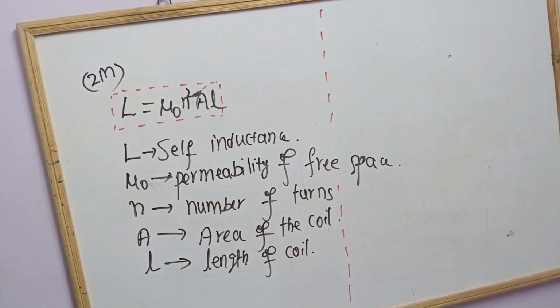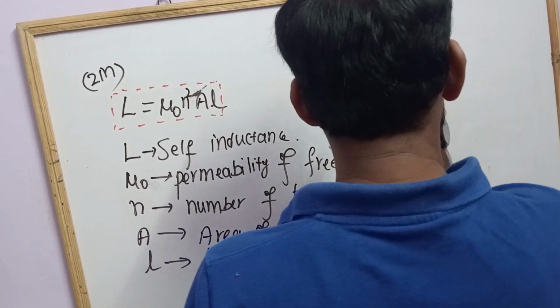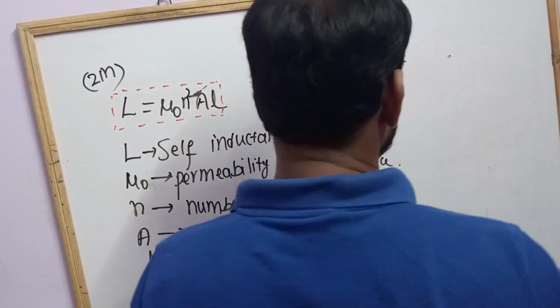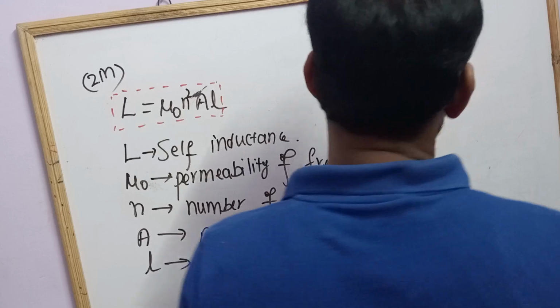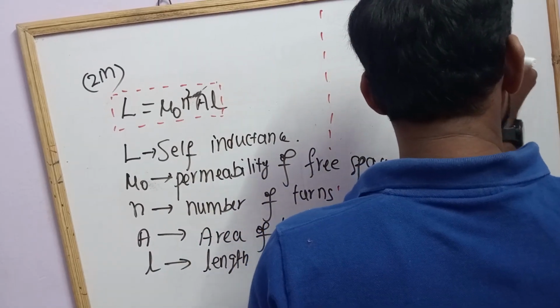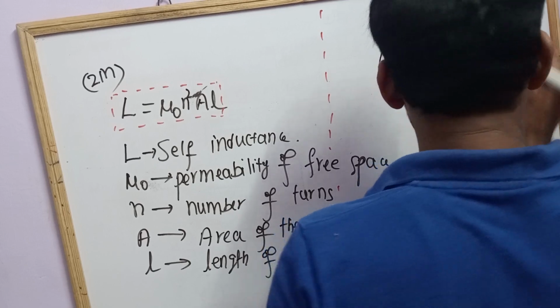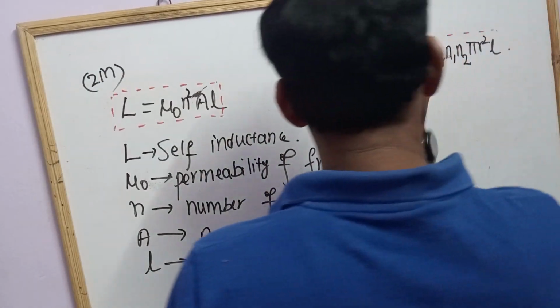Similarly, one more will come. Write the expression for mutual inductance of a coil and define the terms. What is that expression? Capital letter M is equal to, M means mutual inductance, mu naught, mu r, N1, N2, pi r square, divided by l. This is the expression for the mutual inductance of a coil.